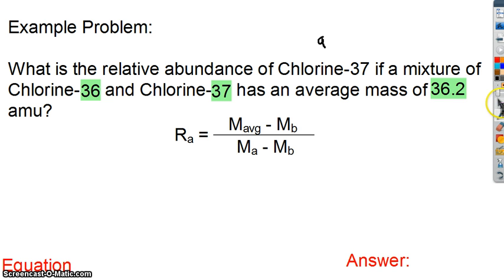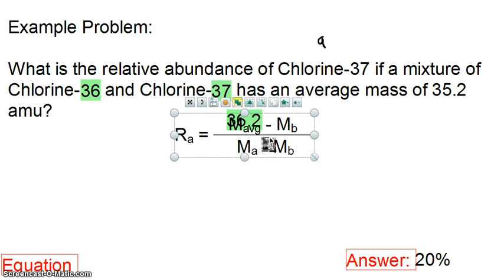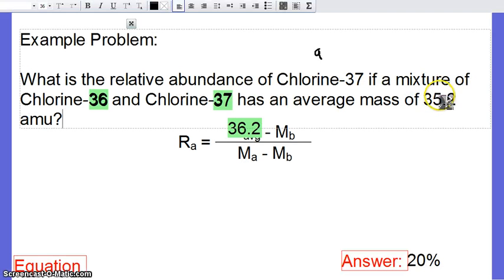So now when I plug in the numbers, the average mass is 36.2. Ignore that it says 35.2 underneath. Sorry, I realized I should have fixed this. I'm going to send that to the back, so we don't get confused by the fact that it says 36.2, and we'll just get rid of that there.